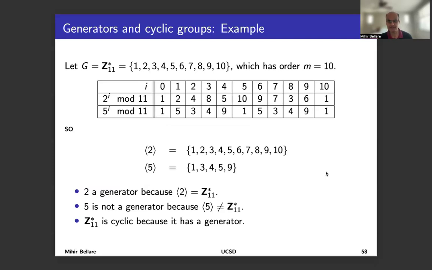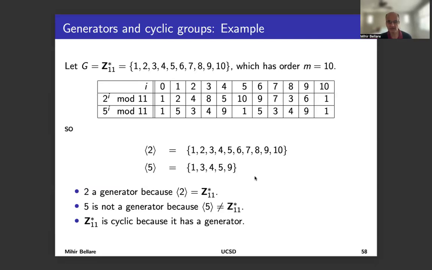All right, so we've raised things to powers. And remember that by definition, this set, angle brackets around some group element, is all the possible powers of that thing. So the powers of 2 are everything that appears over here. And I put them in order. There's a 1, 2, 3, 4, 5, 6, 7, 8, 9, 10. So all the numbers from 1 through 10 are in that row. For 5, everything in this row. So 1, 5, 3, 4, 9, and it's sorted over here.